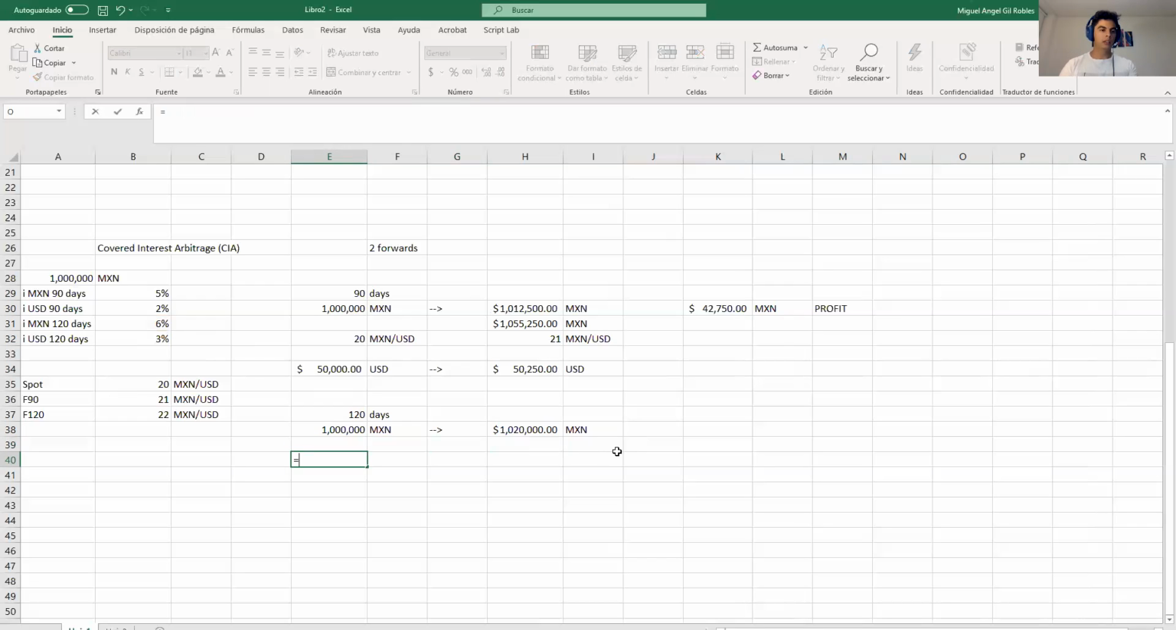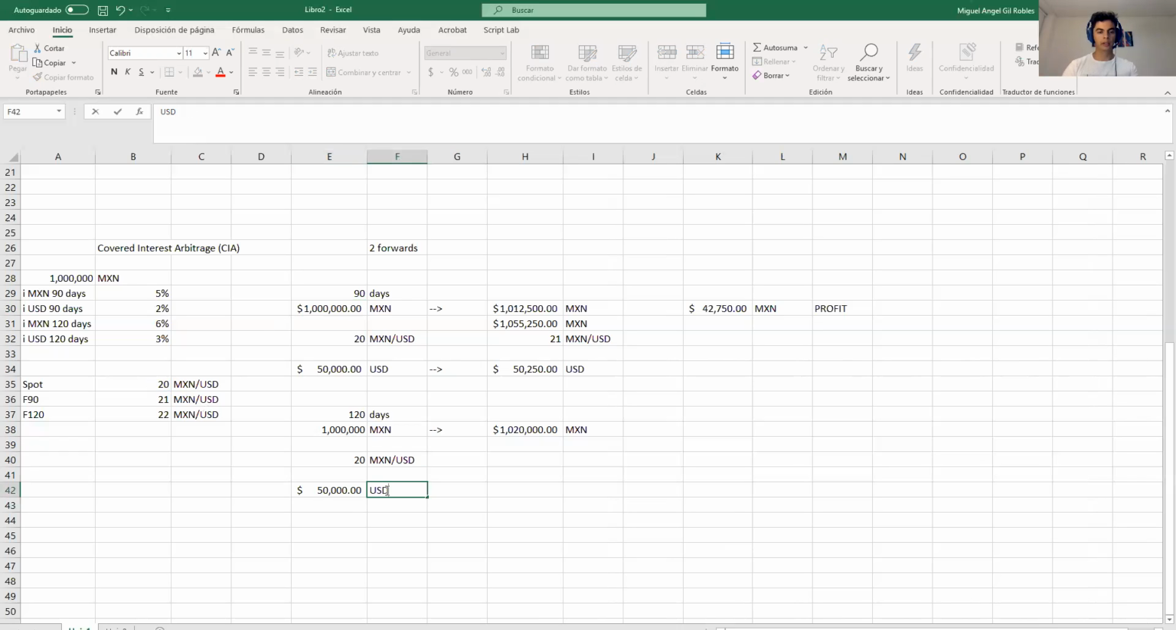Now let's convert the 1 million pesos into dollars, and I will have to use the spot because spot is the present, and I don't have any issue. Sorry, I forgot to write this because that's the rate that I'm going to use. And then I'm going to divide, right? It's going to be exactly as on the upper part of my exercise.